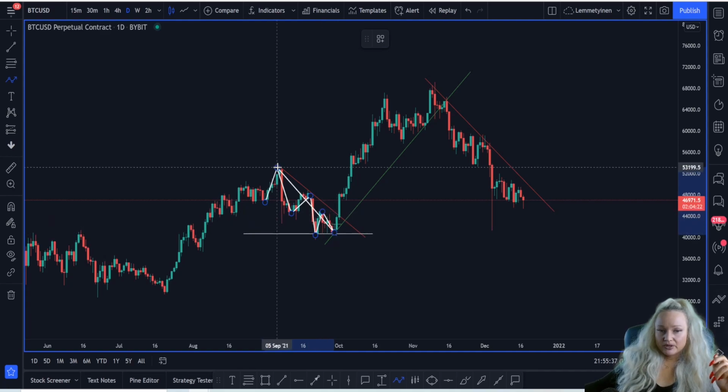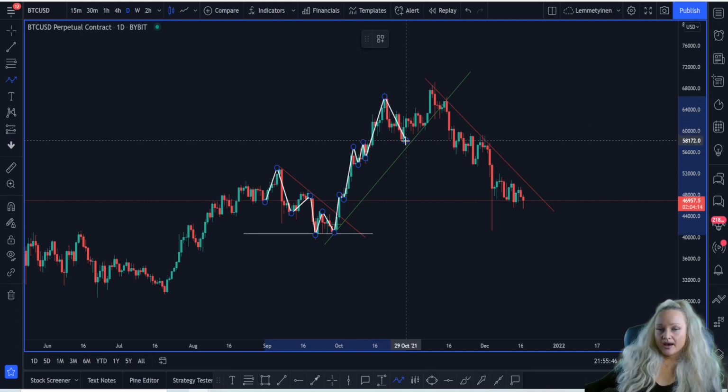What happens? Market breaks the trend, comes up, breaks what? The higher low, and then market slowly breaks to the upside again, creates higher high, higher low, higher high. What happens?